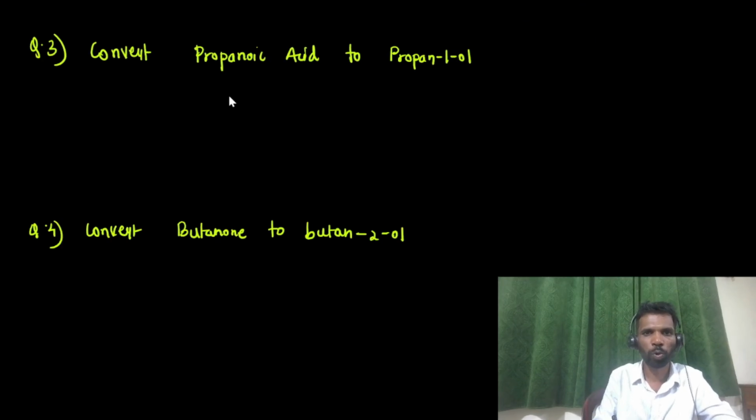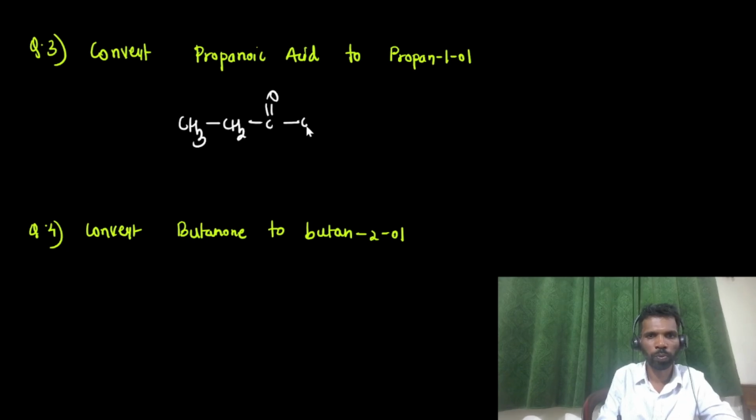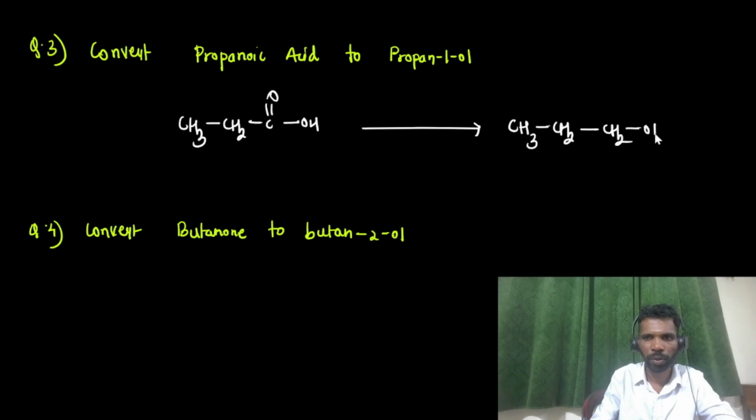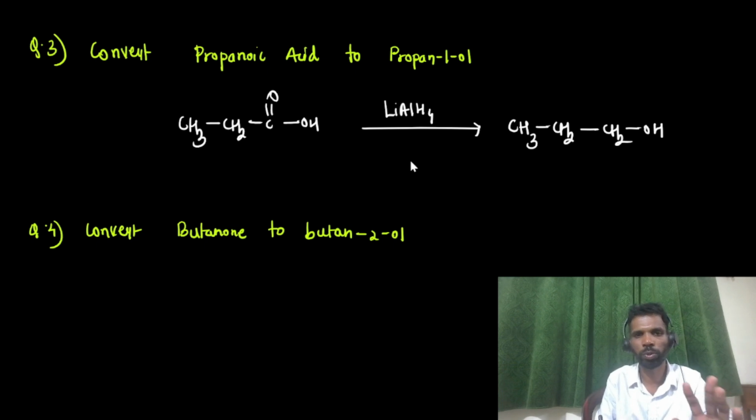Further, convert propanoic acid to propan-1-ol. Propanoic acid is this, CH3, CH2, COOH. You want to convert this to propan-1-ol. This is basically a reduction. If you see the flow chart, it is reduction. And for this, you will have to use a strong reducing agent like lithium aluminum hydride. Other reducing agents you cannot use.